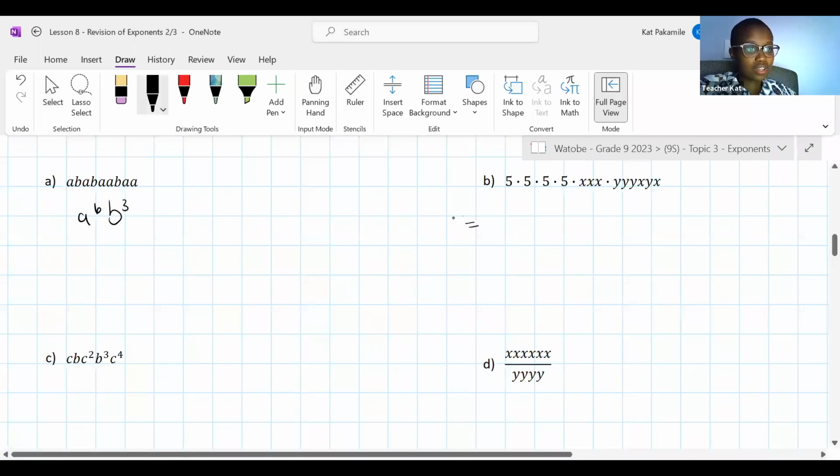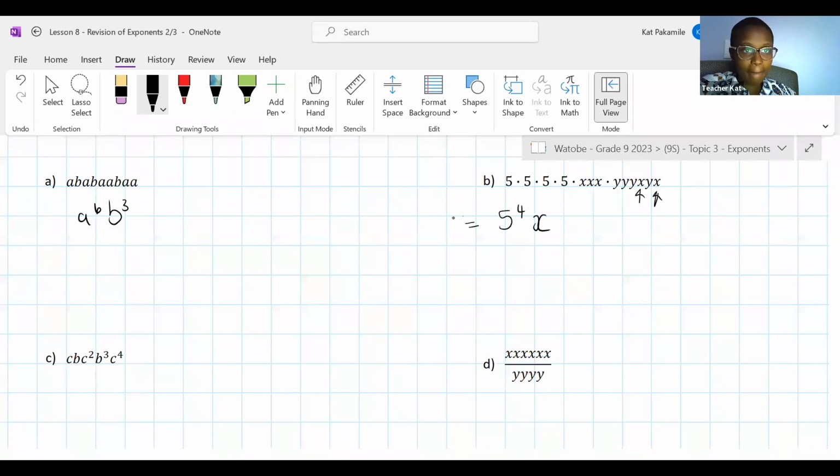So B is gonna be 5 to the power of 4, X to the power of 3. Be careful. Look here. X to the power of 5. There we go. And Y to the power of 4. Thank you very much, Avril. Yes, ma'am. This is going much better than I expected.